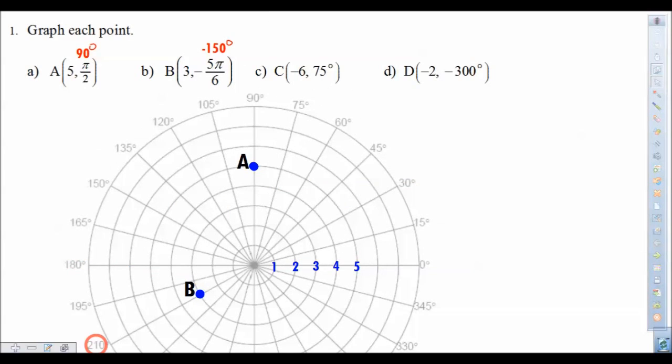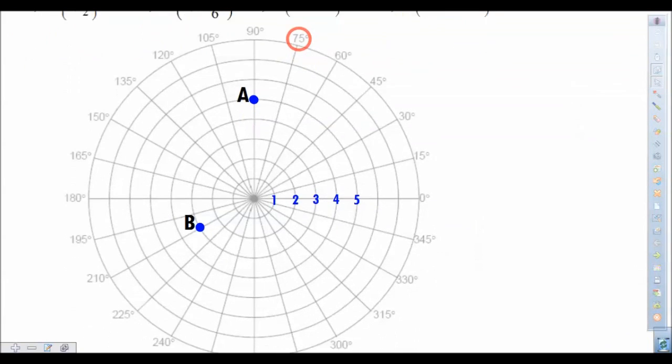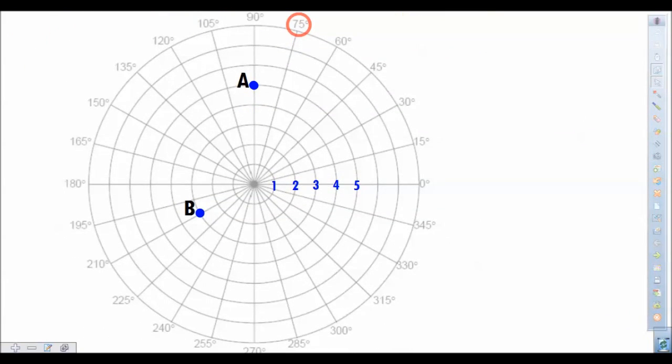Point C, negative 6, 75 degrees. So once again, let's rotate ourselves 75 degrees. I like to deal with the angle first. 75 puts you right there. Now, because we're at a negative 6, we don't want to go in that direction. We want to go away from it. So picture a line going through 75 and going out through the other end. Now when we have this line here, we want to go in that direction 6 units.